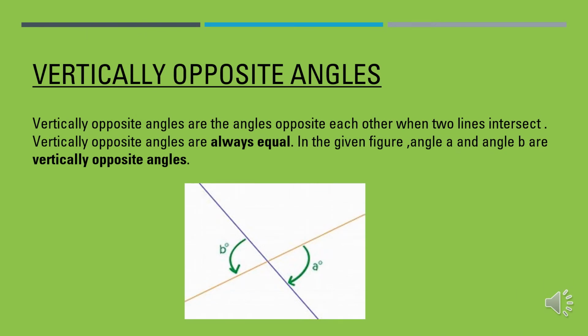Now the next category of angles is vertically opposite angles. Vertically opposite angles are formed when two lines intersect each other. That is, they form an X. Now as you can see in the figure, A and B are vertically opposite to each other. And the special feature of these angles is that they are always equal.